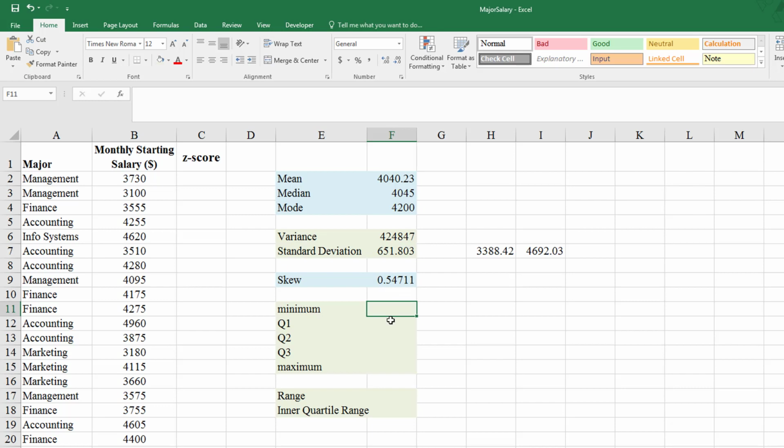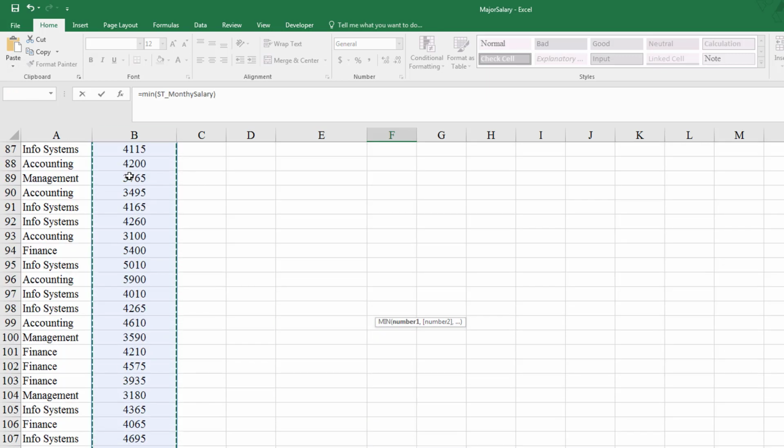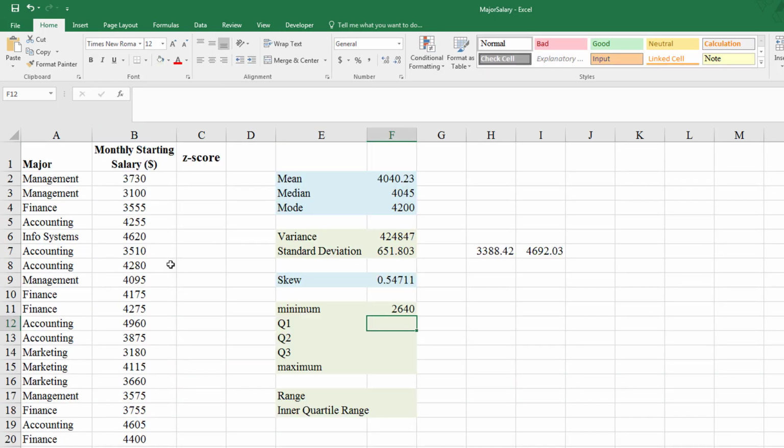Alright, we have a 5-number summary that we can also calculate, starting with the minimum. So the minimum is a function in Excel. MIN. Open a parenthesis, highlight the data, and I get that the smallest salary per month, starting salary, is $2,640.